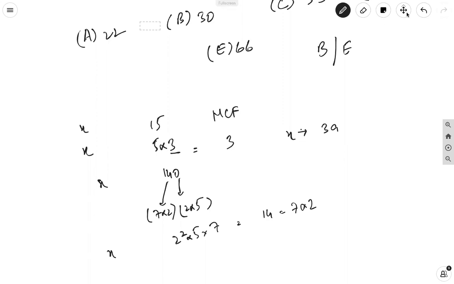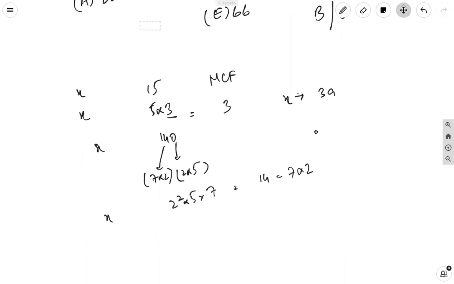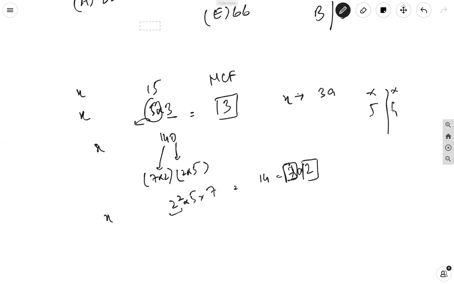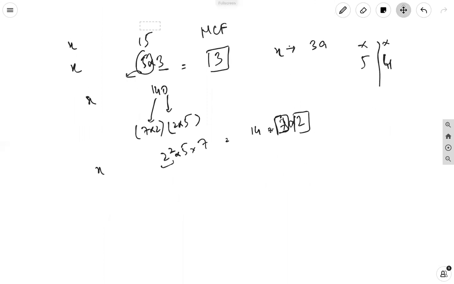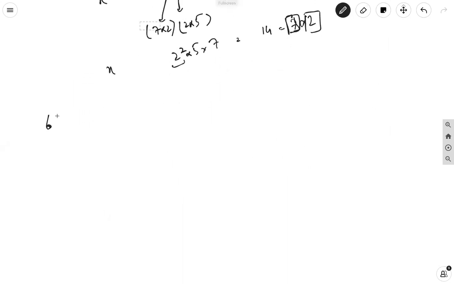Now, what does this actually mean? Can anyone tell? There will be 3 in that, there will be 2 in that, and there will be 7 in that. But you can also see that there will be no 5 in that. 5 can never be included in that, and that cannot be a multiple of 4, right? Okay, now see, we have 660.